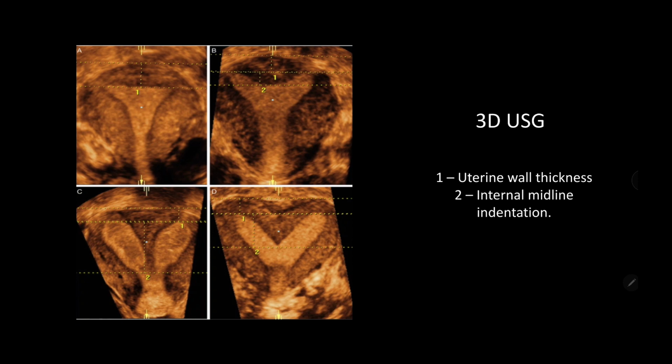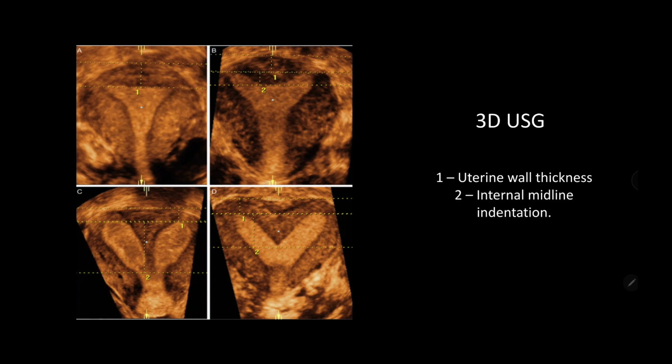In the image B, which depicts the arcuate uterus, we can see the similar line, the intercornual line, and the line which is drawn perpendicularly towards the fundus. This becomes the uterine wall thickness, and the line number 2, which is drawn perpendicularly inferiorly, becomes the internal midline indentation. The same thing is depicted in figure C, which is the image of the septate uterus, and in figure D, which is the image of the bicornuate uterus.